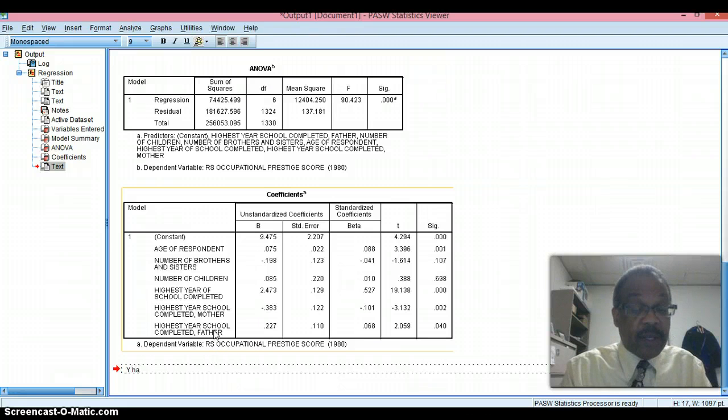Y hat is equal to 9.475 plus 0.075 for x1, and we know that x1 is the age of respondent, minus 0.198 x2, and we know that x2 is number of brothers and sisters, and I'm not going to do them all, but you get the point.